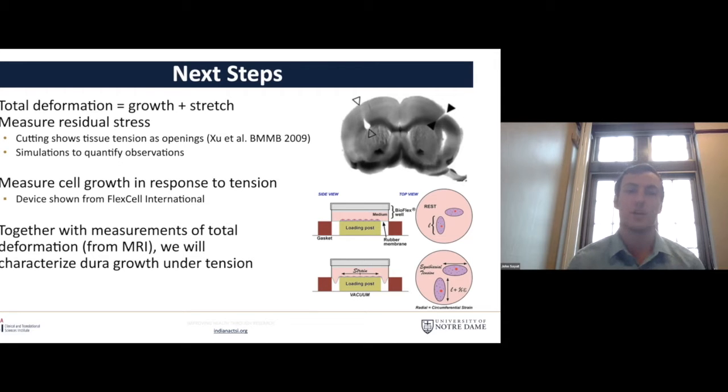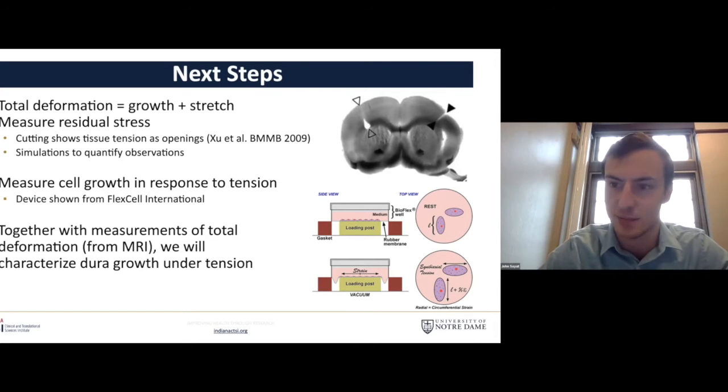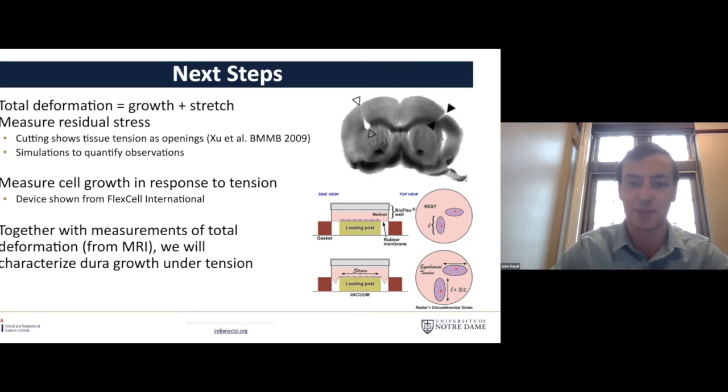One of the next steps in this project is to perform tissue cutting experiments on mouse brains and to compare the opening angle of those cuts with expected values from the geometry collected in MRI scans and the growth that it goes through. The group also plans to gather information on the mechanical response of small groups of cells in response to stretch. The device on the right showing such a test is from FlexCell International. These data points together will provide the ability to characterize the dura mater under tension.